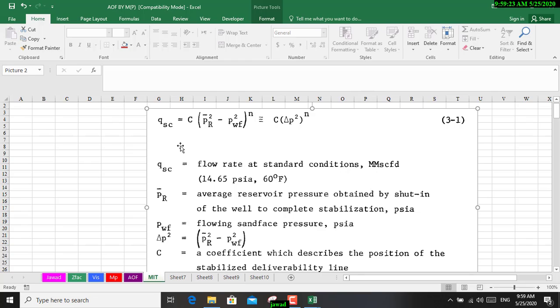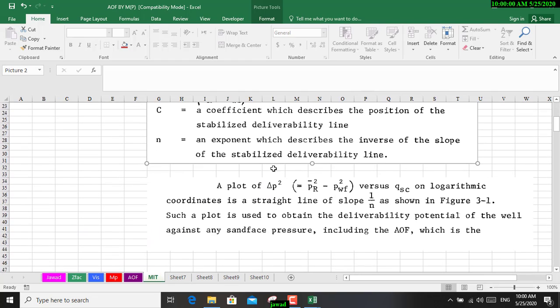So when I get N and C, I can plot the deliverability curve of this well. When I assume PW flowing, I calculate Q. And I can calculate the absolute open flow potential when I set PW to 14.7. I know this, so I calculate the open flow potential. So the main target: find C, find N, and then the absolute open flow. This is what is called empirical, has no derivation.